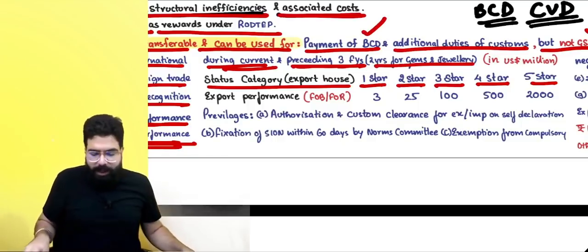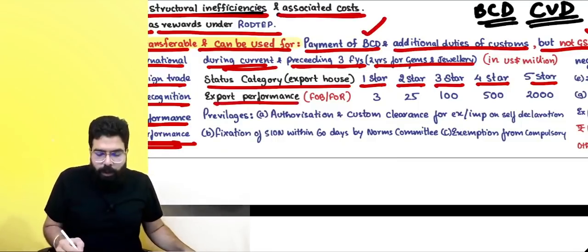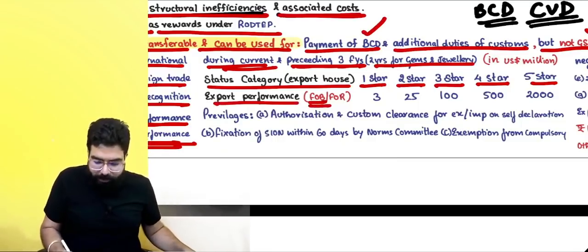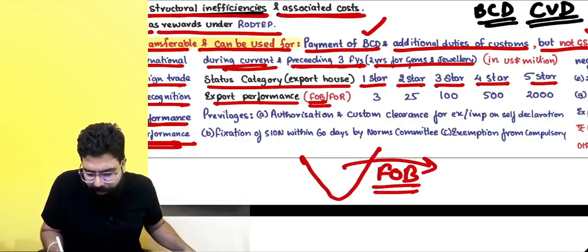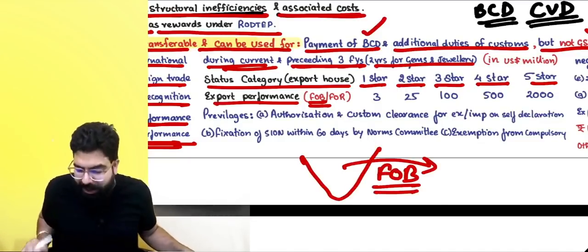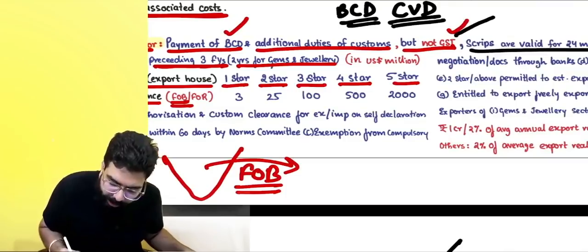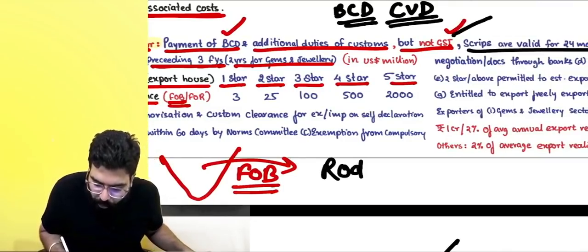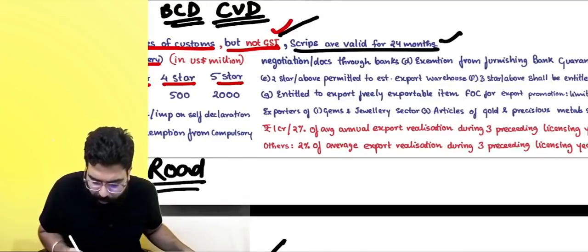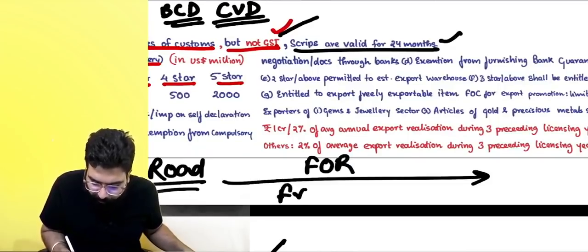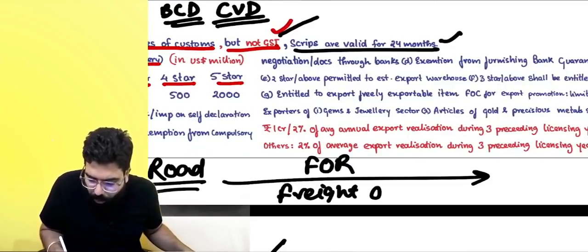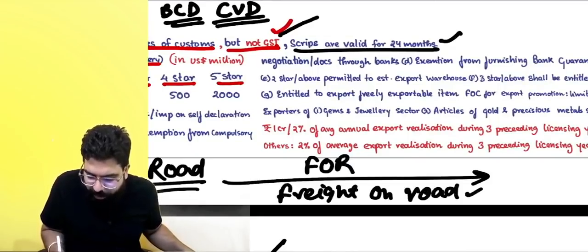If your export performance, which is your FOB, sir, when you go ahead and export, we see, in the case of ship, FOB, free on board value. Yes, sir. If you are going ahead and exporting by road, then it is FOR, freight on road value.